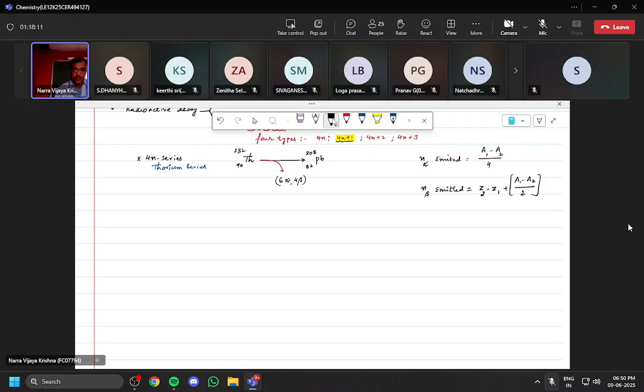Now I am taking the second type of decay series. 4n plus 1 series. It is also called the actinium series. Sorry, Neptunium series. So the starting material, plutonium 94, 241, is converted to bismuth 83, 209. Now tell me, how many alpha emitted, how many beta emitted?